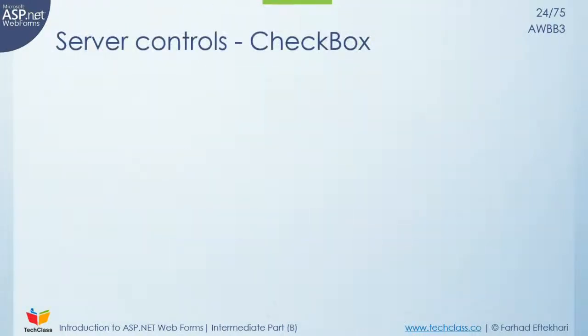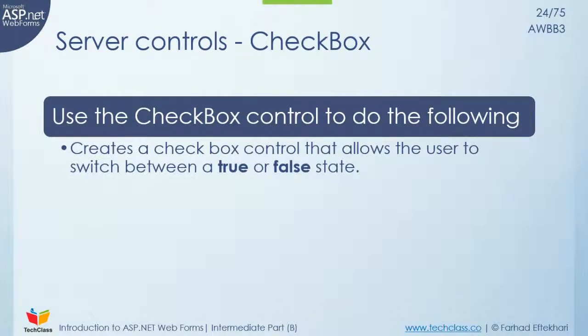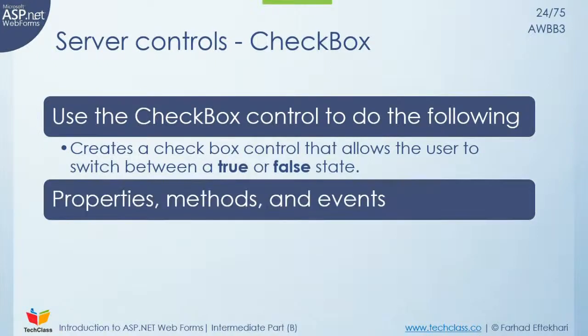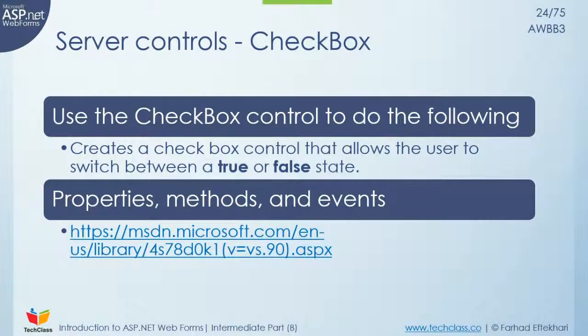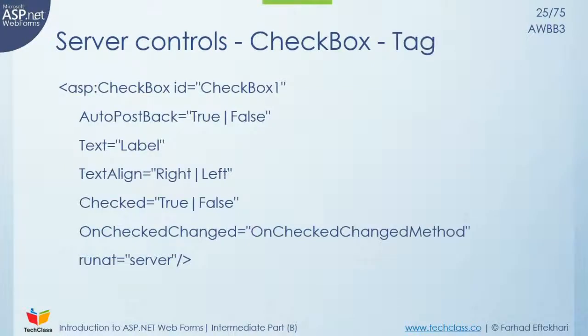The next server control that we're going to work with is this checkbox control. So we use checkbox to create a checkbox control and allow the user to switch between a true or false state according to an item that we're going to give to the user to select. And here's also a link for properties, methods, and events of this checkbox control. And this is the tag that we have to use if we want to insert a checkbox inside of our web form. So the type of server control is checkbox. The ID is whatever we select here.